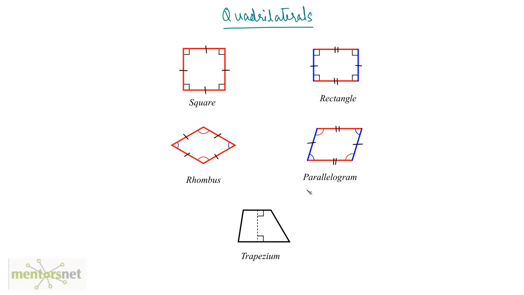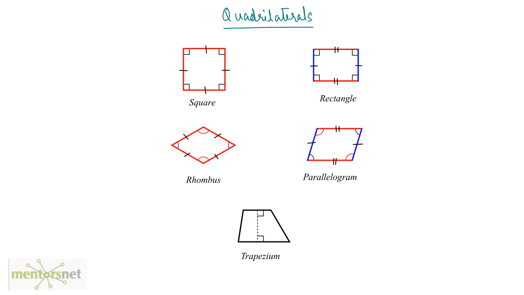Now coming to parallelogram, it is similar to a rectangle. We have the opposite sides parallel to each other. And again, the opposite sides are of the same length. But the difference is that the angles are not of 90 degrees. But the opposite angles are equal to each other.